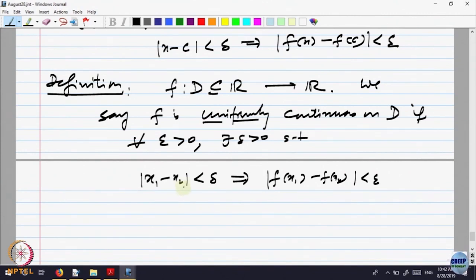You see, supposing I fix x2, and it is a point of continuity, then given epsilon there is a delta such that this will happen. If x2 is a point of continuity, then for every x1 within a distance at most delta from x2, f of x1 minus f of x2 will be less than epsilon. But this choice of delta may depend upon the point x2. Supposing I reverse the roles, I say x1 is a point of continuity, then again given epsilon there will be a delta, but that delta may be different from the earlier one when you are using continuity at the point x2. I will give examples to illustrate that.